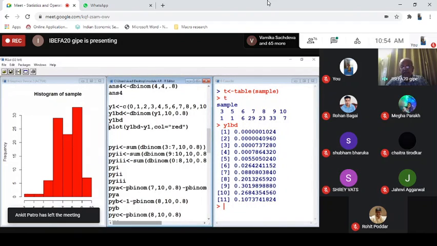For 7, this is the probability. For 8, this is the probability. For 9, this is the probability. And for 10, this is the probability. So which frequency is high? 7, 8, 9. And the probabilities are also high for 7, 8, 9. So if I know probabilities, what can you say about your sample before you go for sample selection? Anybody?